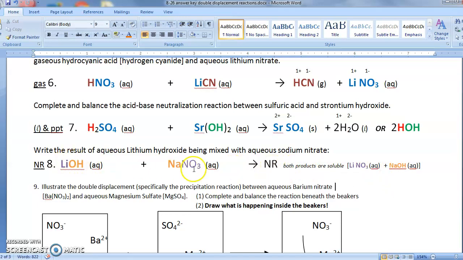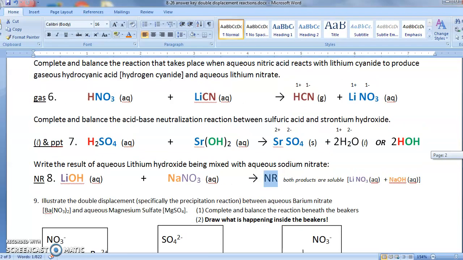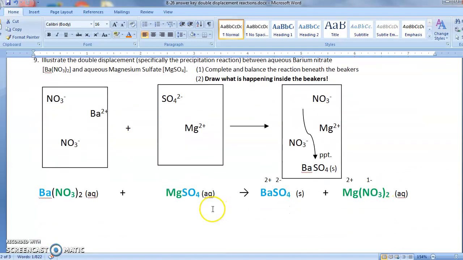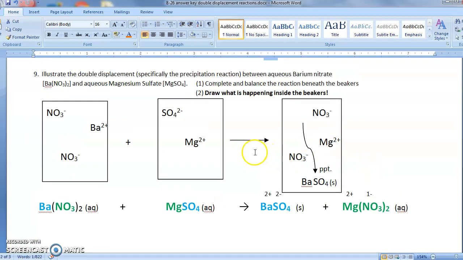Since everything here remains in solution, there would be no precipitate formed. There will be no reaction happening. We also don't form a liquid. We also don't form a gas. So that would be a no reaction. On this next one, we are supposed to write the double displacement reaction of aqueous barium nitrate and aqueous magnesium sulfate. How do we write this?